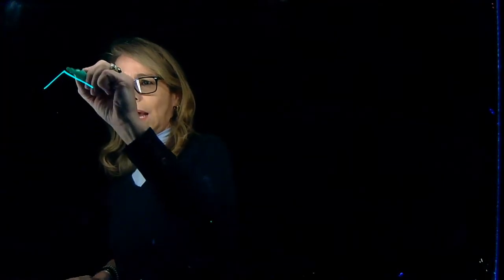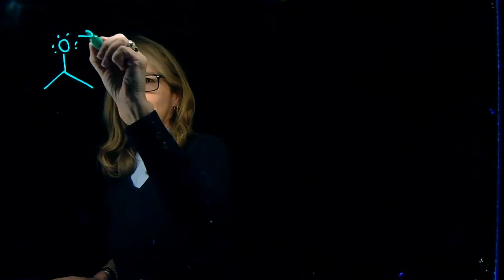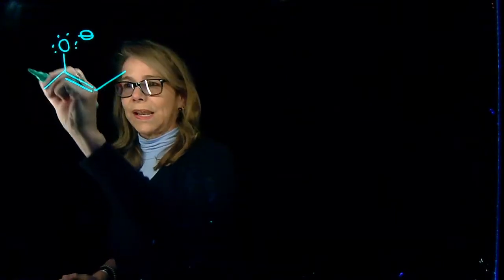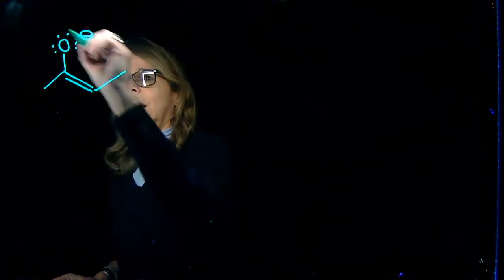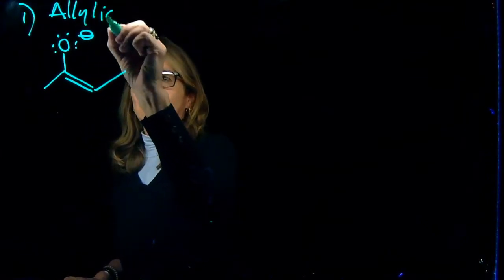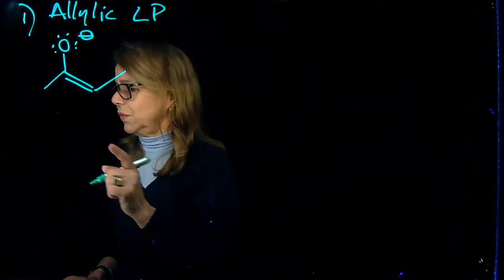We are going to continue studying resonance patterns that we need to recognize in the molecules. So here, as we did before, one pattern was allylic lone pair. And I'm going to write it here: allylic lone pair, meaning a lone pair in the next position relative to the double bond.